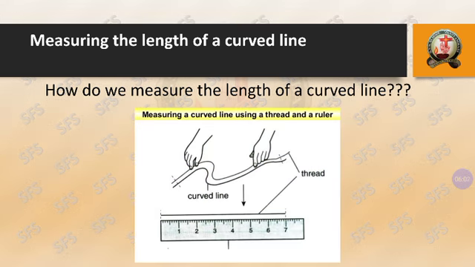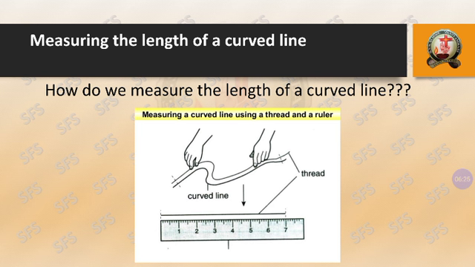We need to measure the curved line using a thread and a ruler. For example, as you can see in the picture, if the line is in the form of a curved shape, we cannot keep a straight meter scale, which is usually in a straight line form.